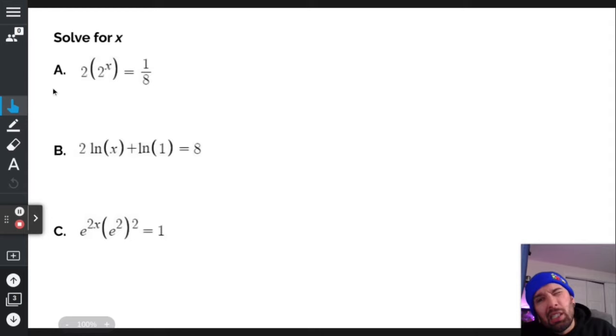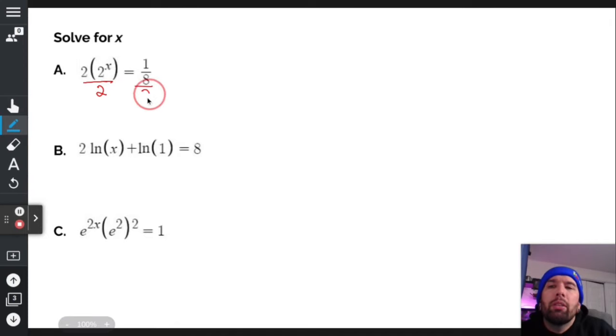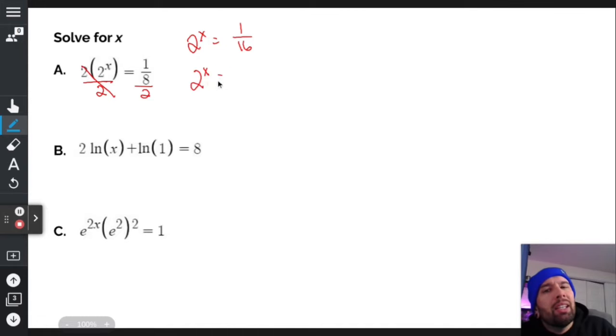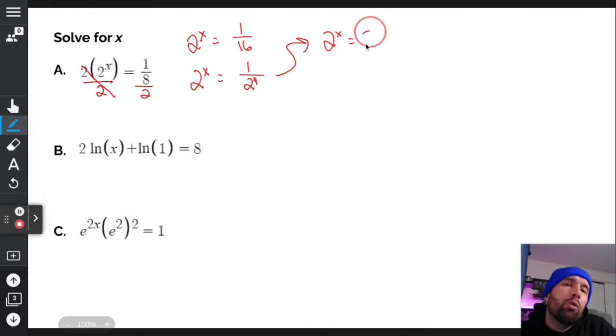Solve for x. First thing I'm going to do is divide both sides by 2. So 2 to the x equals 1 over 16. I can rewrite 1 over 16 as 1 over 2 to the fourth. I can rewrite 1 over 2 to the fourth as 2 to the negative 4. And when you have a power equaling a power where the bases are the same, then the exponents are the same. So x equals negative 4.